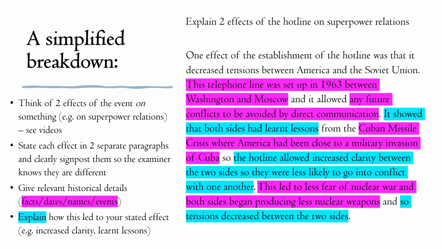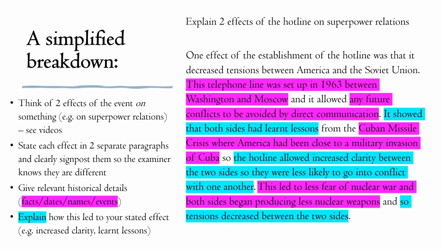So here, for example, in this example question, explain 2 effects of the hotline on superpower relations. 2 effects of that was that it increased clarity between the 2 sides, and that both learned lessons, and this therefore led to decreased tensions. So here, for example, is the first paragraph of an answer to that question.